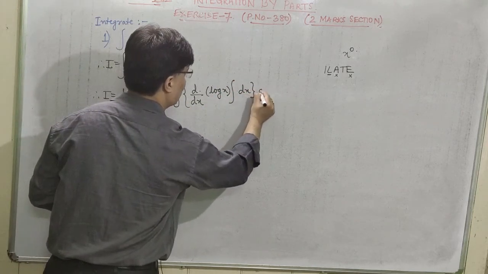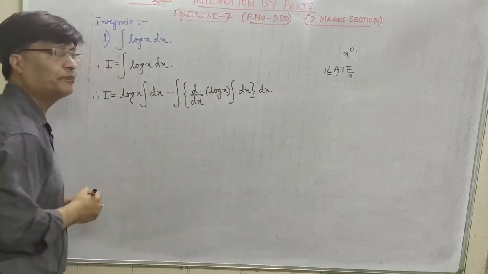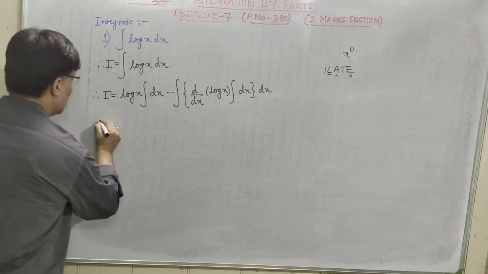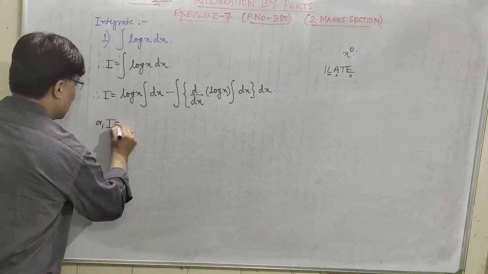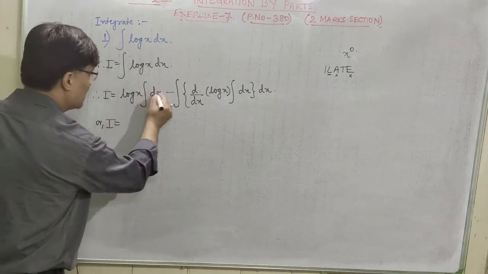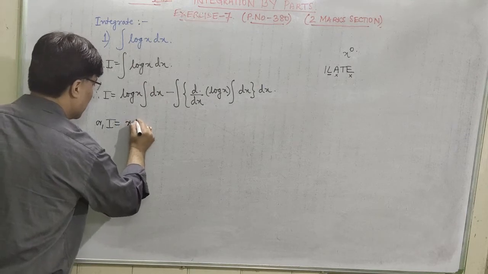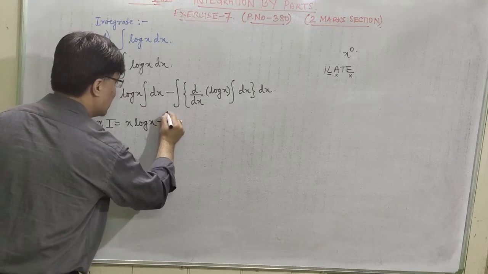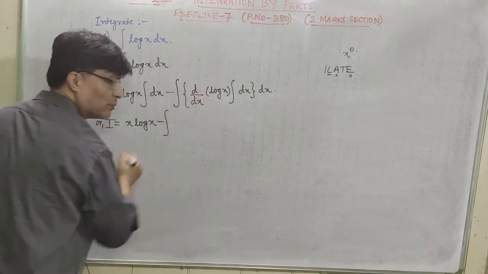dx, second bracket closed, dx. So I hope you have understood it. Okay, so I is equal to, let us first integrate. What is integral of dx? That is your x. Then what do you write? Log x. Then comes minus integral of, what is d by dx of log x?